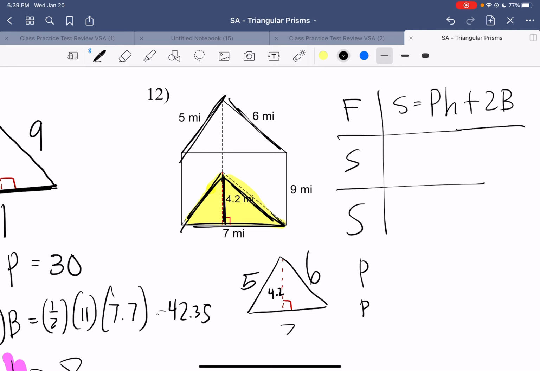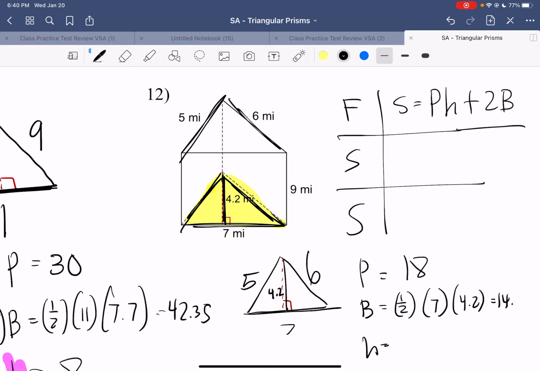So P, B, and H. The perimeter of our base, we're going to walk around: 5 plus 6 plus 7 is going to give us 18. The area of our base is 1/2 times 7 times 4.2, which gives us 14.7. And then the height of our prism is this 9 here.